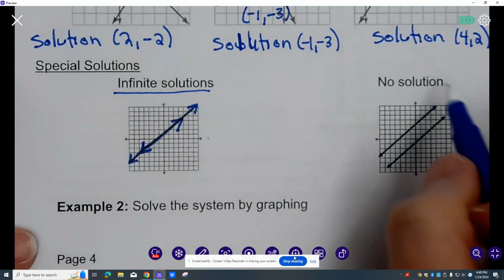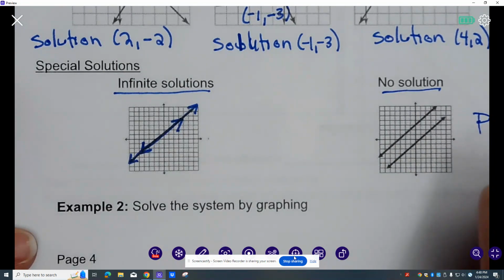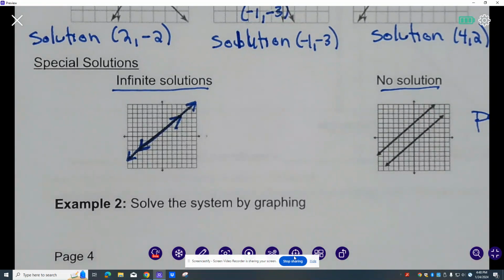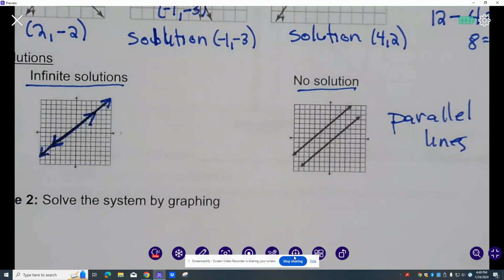This actually ends up to be the same line twice. These 2 lines are parallel lines. Parallel lines never cross. So they never have a point where they intersect. So when we have parallel lines, we would say that is a no solution. Oops, you can't see that. Sorry, parallel lines.